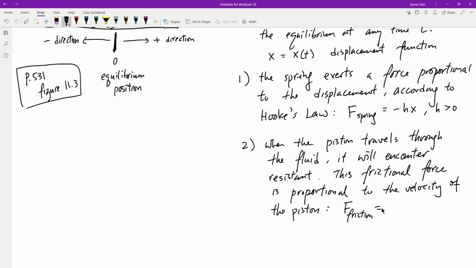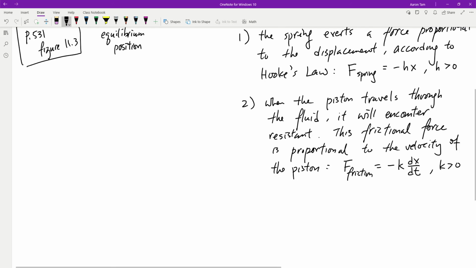Is once again directly opposite to the movement, meaning if you're moving forward, the resistance wants to push you backward to slow you down. So therefore it has to be negative k, but it's proportional to the velocity, so therefore it's proportional to dx over dt. And of course k has to be a positive constant. Alright, good so far?